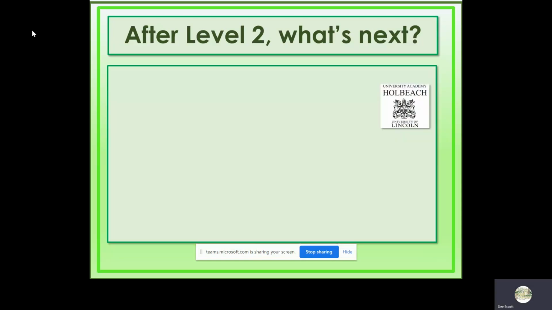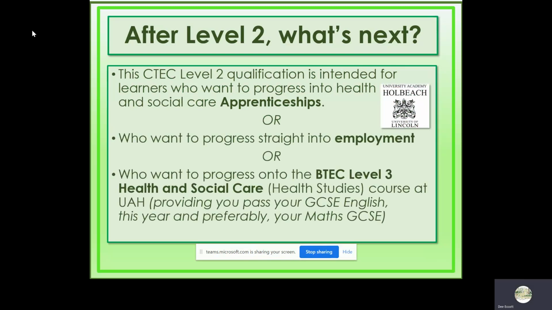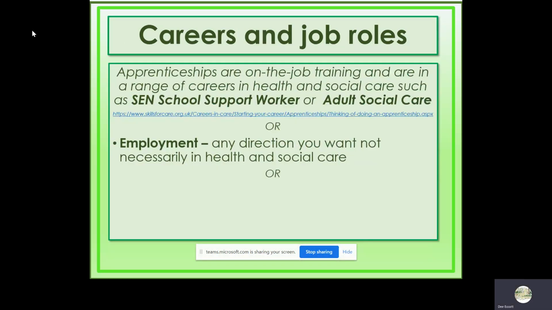Okay, so what after Level 2? What's next? So the CTEC Level 2 qualification is intended for learners who want to progress into health and social care apprenticeships, or who want to progress straight into employment, or who want to progress onto the Level 3 Health and Social Care Health Studies course at UAH, providing you pass your GCSEs English this year and preferably your maths. So it's all right if you have no idea what job or career direction you intend to take. This qualification explores different aspects and different experiences.